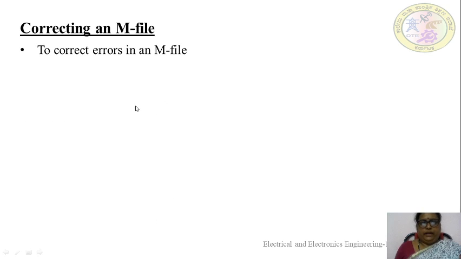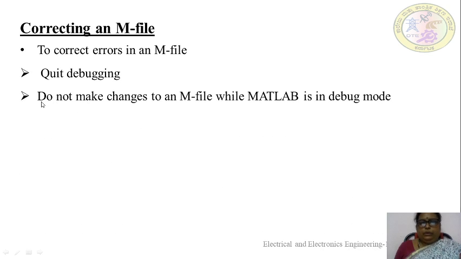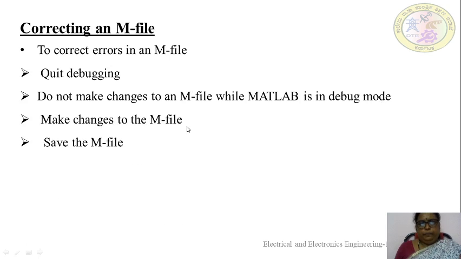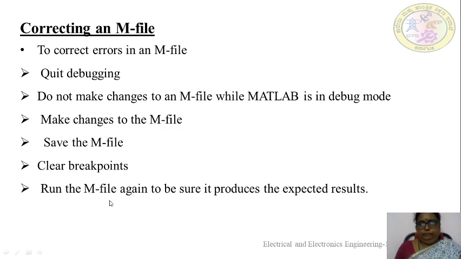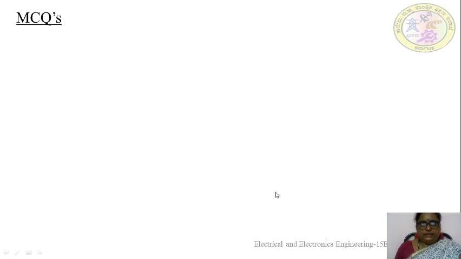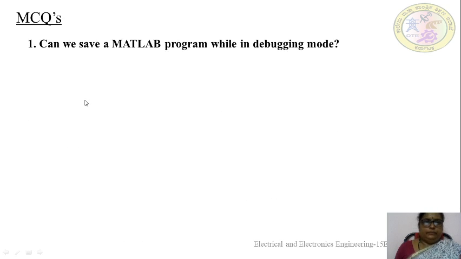Correcting a MATLAB file. To correct the errors in a MATLAB file, quit the debugging. Do not make any changes to the file when you are in the debug mode. Make changes to the file, save the file, clear the breakpoints. Run the file again to be sure that it produces the expected results. So now we will see some of the exercises here.